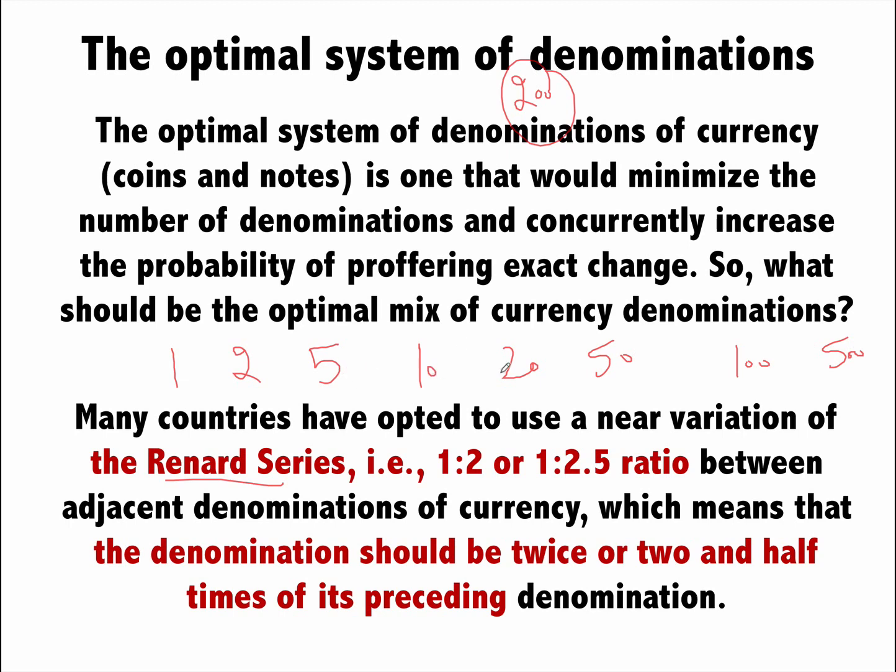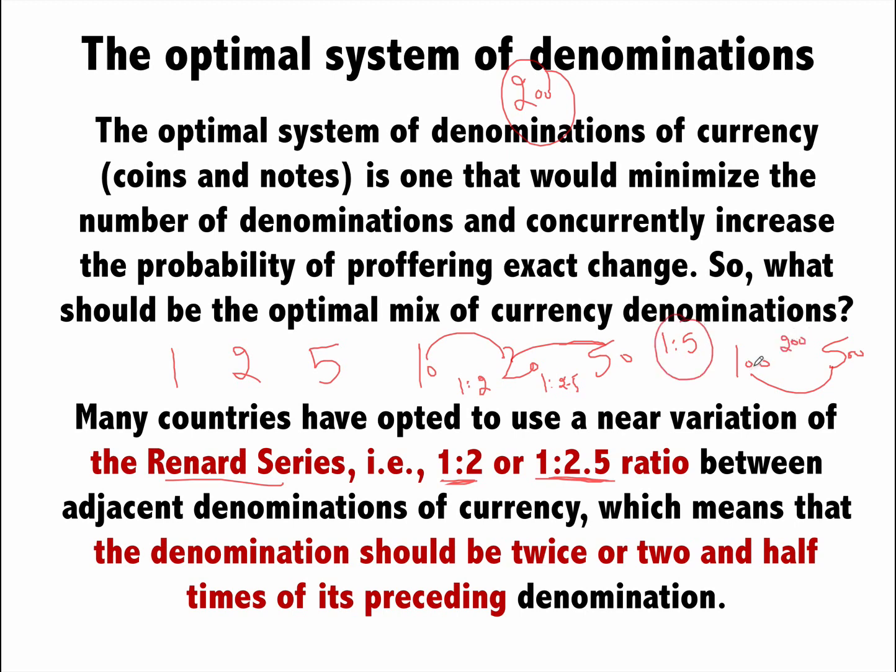Now, look at the ratio between any 2 successive denomination. For example, 10 and 20, what is the ratio? Ratio 1 is to 2. 20 and 50, what is the ratio? 1 is to 2.5. So the ideal ratio between 2 successive denomination cannot exceed 1 is to 2 or 1 is to 2.5. That should be the ideal ratio. But look here, 100 and 500, what is the ratio? 1 is to 5. So this is not an ideal ratio.